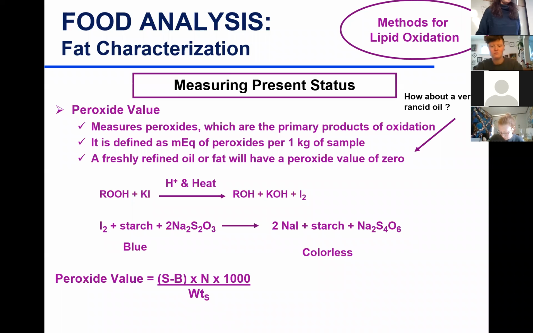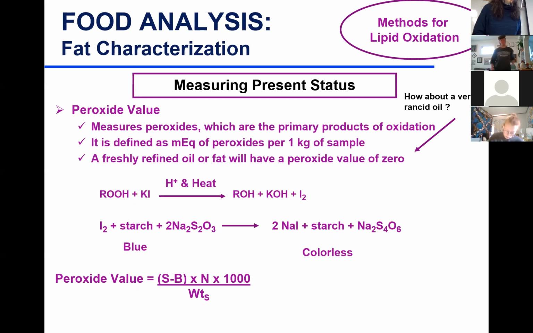All right, so here's where we stopped last time. We didn't get to the oxidative rancidity or measuring the current or present oxidative status of the oil. So measuring lipid oxidation, we're going to look at the current status, and measuring oxidation over time to determine the shelf life.